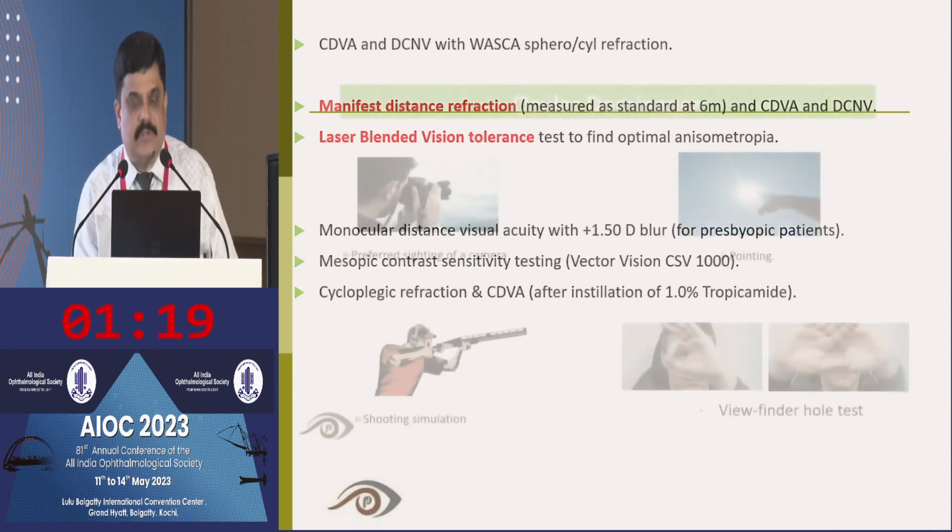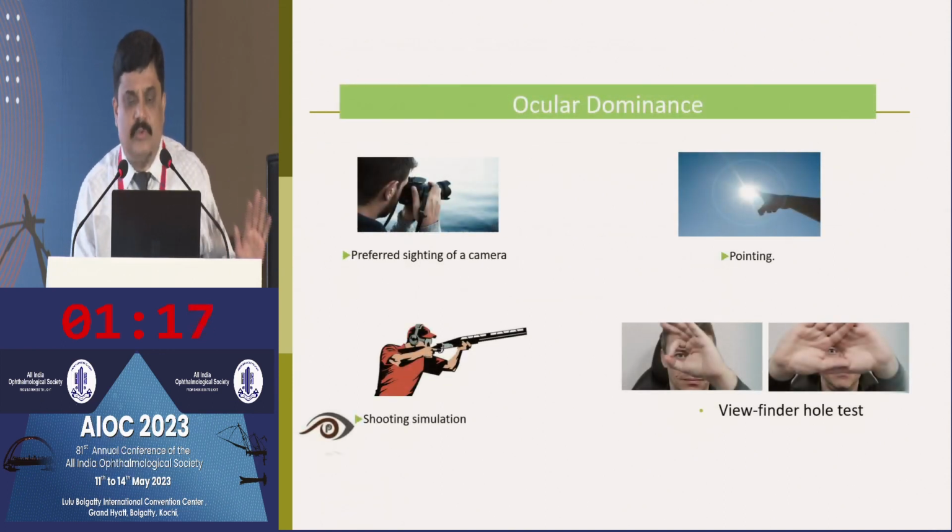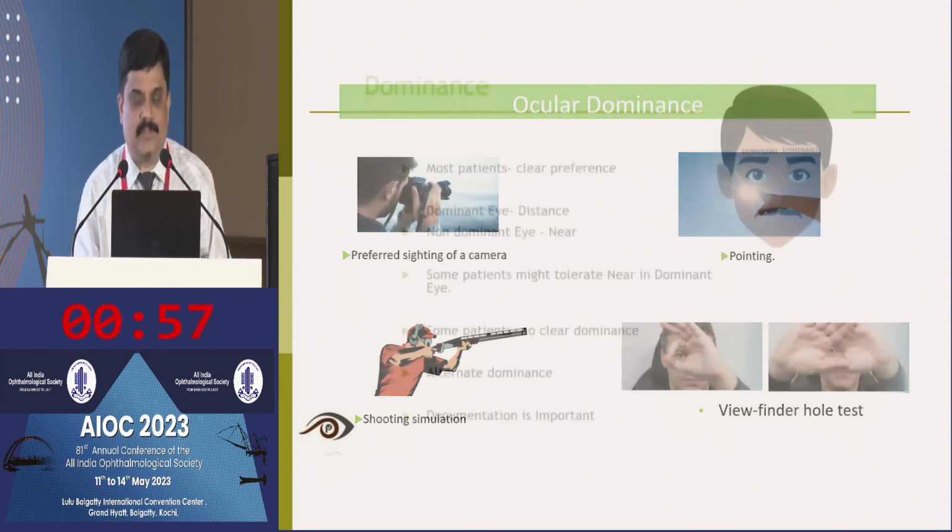So coming to it, there are different tests for ocular dominant eye testing. See, why I'm telling you: even for cataract, most of my friends nowadays have started putting EDOF lenses with the same concept. So you need to know ocular dominance very well. There are different tests like shooting stimulation and pointing stimulation, but knowing the dominant eye is very, very important.